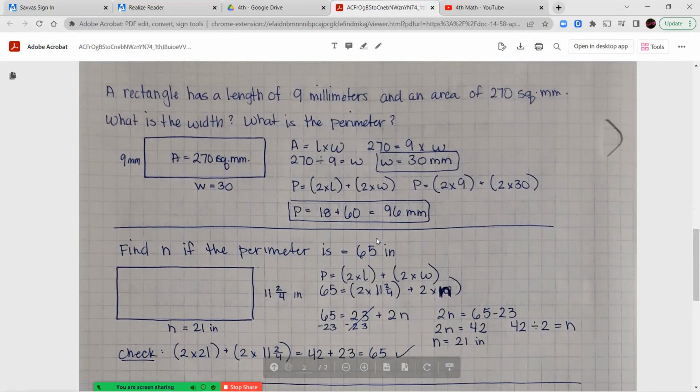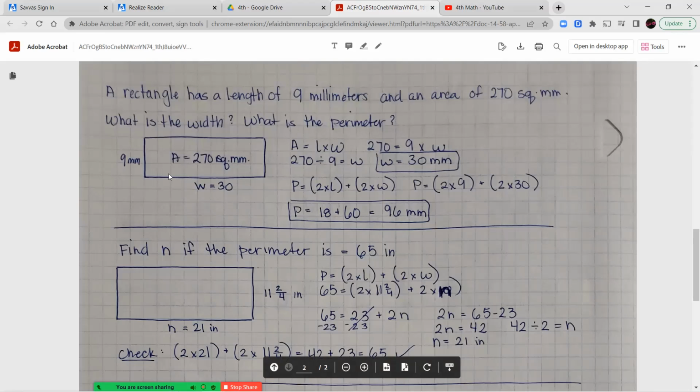Our next example says a rectangle has a length of 9 millimeters and an area of 270 square millimeters. What is the width and what is the perimeter? So we know the length is 9 and the area is 270. Now I know in order to find area, I need to do length times width. So 270 is my area, is equal to 9 times the width. So I could do 270 divided by 9 to find the width, and I could use my basic fact. 27 divided by 9 is 3, so 270 divided by 9 is 30. My width here is 30 millimeters.